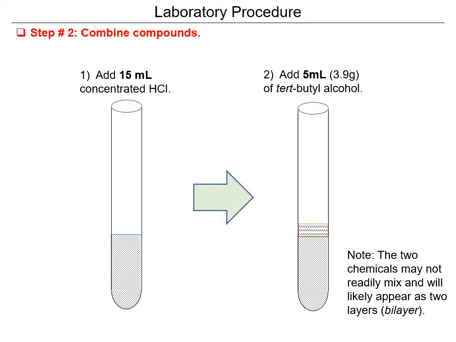To start out, obtain one of the glass test tubes and add 15 milliliters of concentrated hydrochloric acid to the tube using a plastic transfer pipette. Then, add 5 milliliters of tert-butyl alcohol, also using a transfer pipette. Note that the two chemicals may not readily mix and will likely appear as 2 layers.